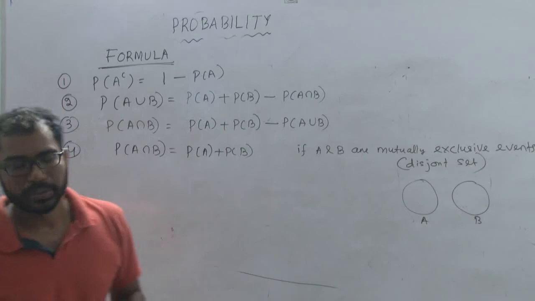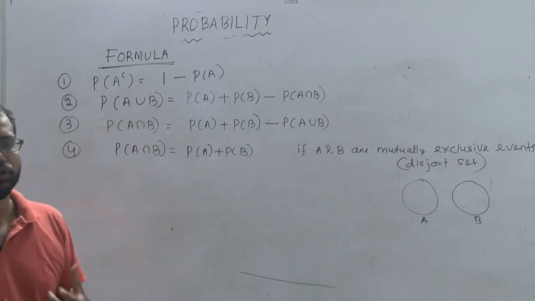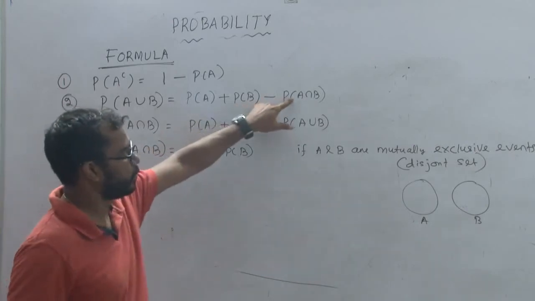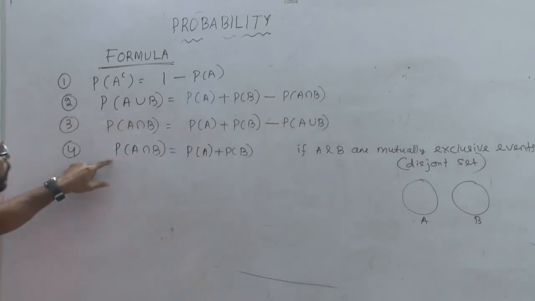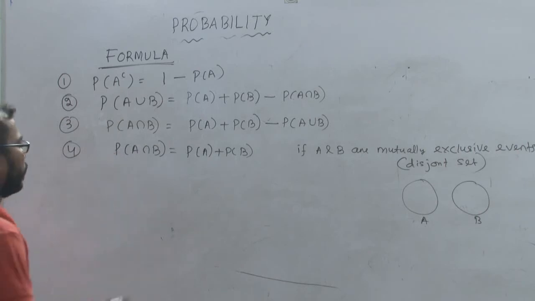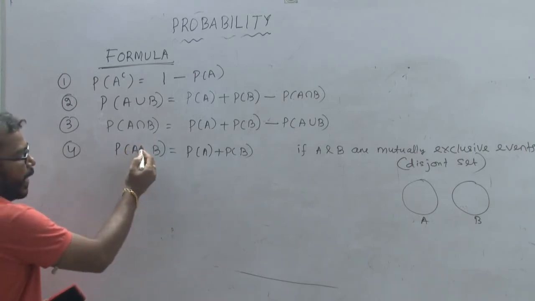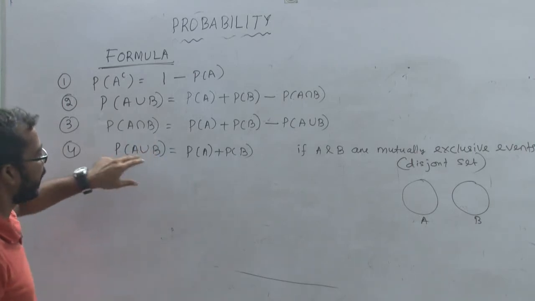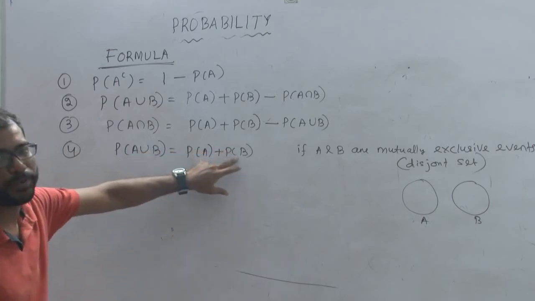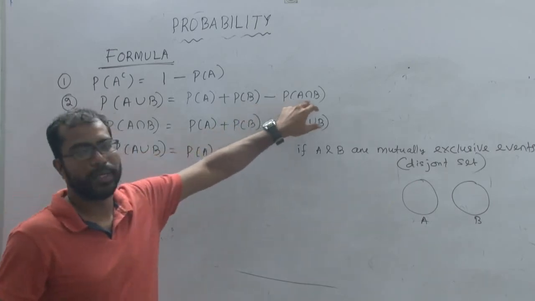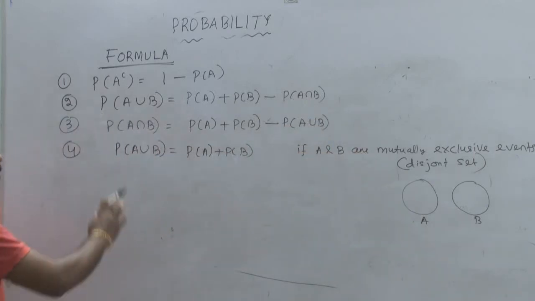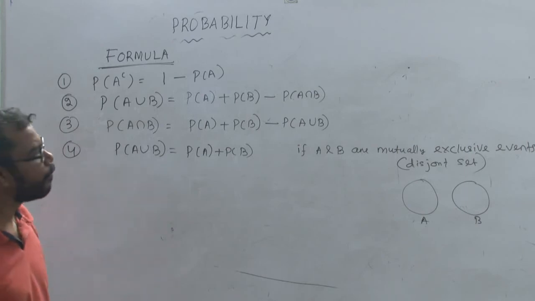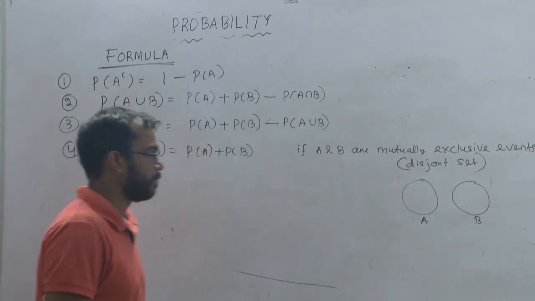So if it is a disjoint set, that means their intersection must be empty. So the probability of A intersection B is 0. So this term vanishes, or we can write 0. So the probability of A union B, not A intersection B, is equal to P of A plus P of B. This is the case because the condition is mutually exclusive, so the probability of A union B is equal to P of A plus P of B.